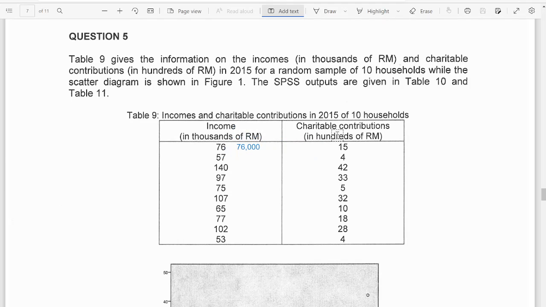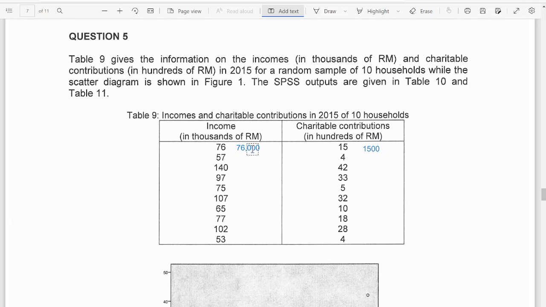Meanwhile, for this one, the charitable contribution is in hundreds. So which means that if it is hundreds, it means there are 2 zeros. So this is equivalent to 15 and then add 2 zeros. So you have hundreds. Okay. So it means 1,500. So this is in hundreds of RM.